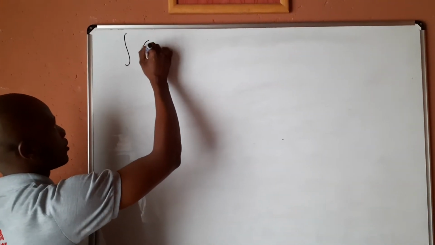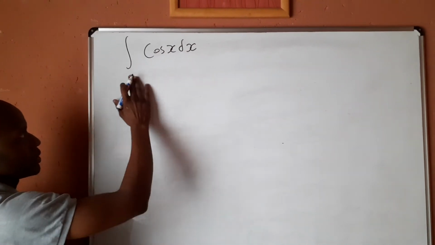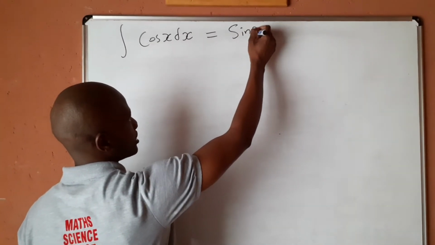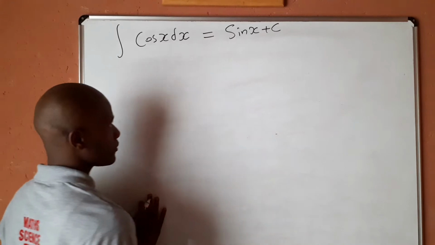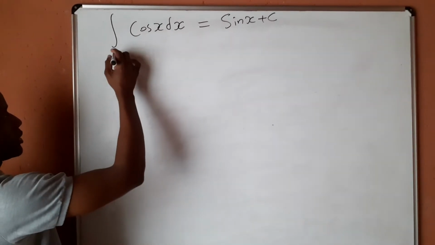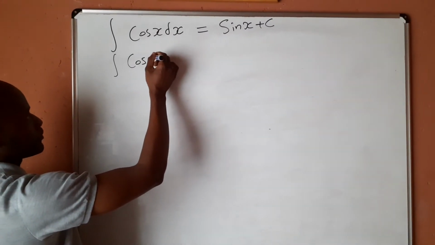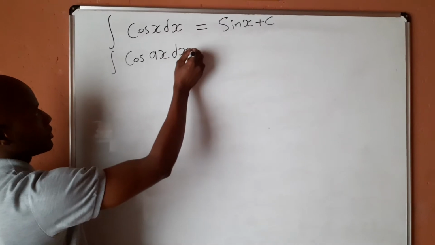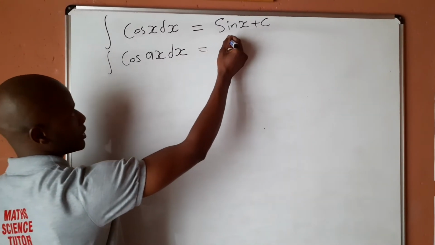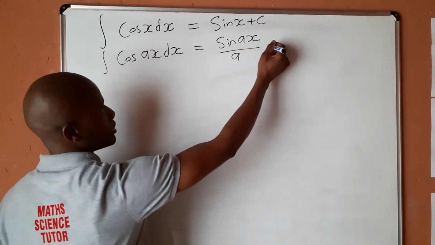Integrate cos x dx. So guys, when we integrate cos x dx, it is going to be sine x plus c. This is the formula given on the formula sheet. Integrate cos ax dx. When we integrate cos ax dx, it is going to be sine ax divided by a plus c.